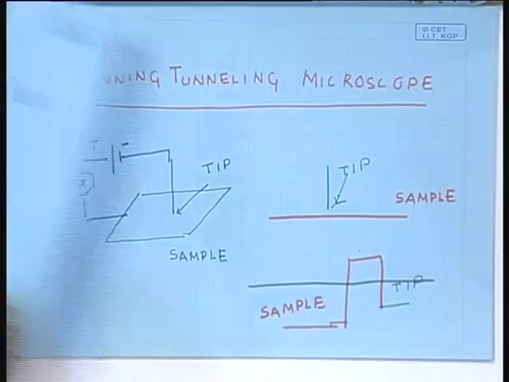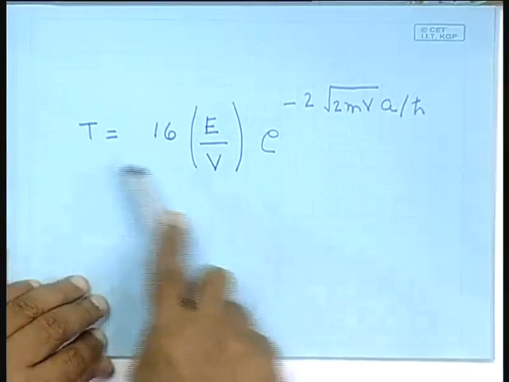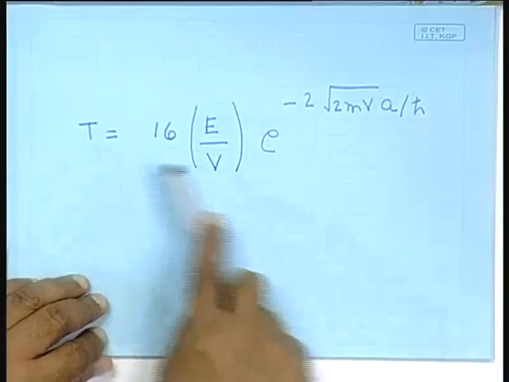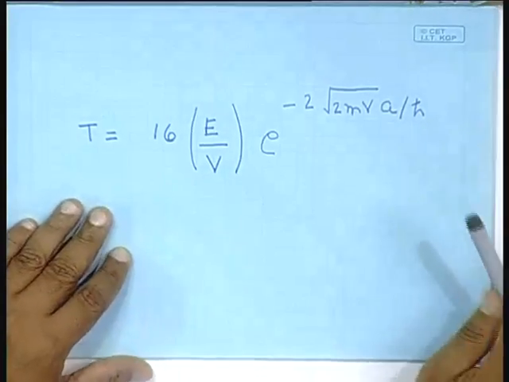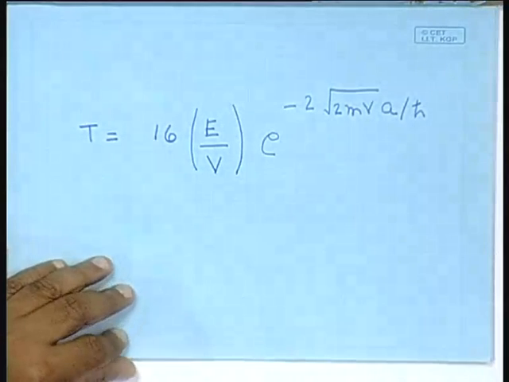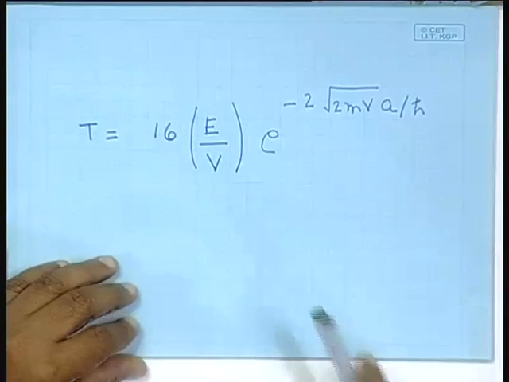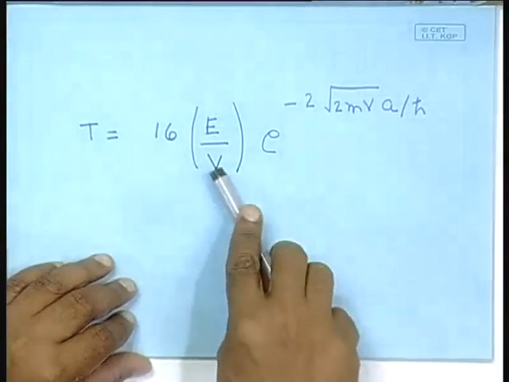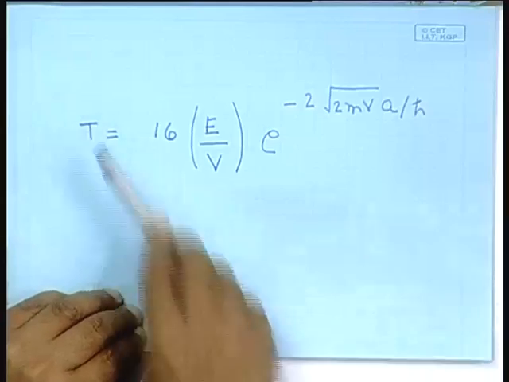So, inside the sample there are potential variations. Because of these potential variations, the tunneling probability will change as the tip scans the sample. The potential is not exactly the same everywhere on the sample, because the electron distribution inside the sample is not exactly the same. There are some nuclei, there are atoms, nuclei, etc. inside the sample. So, the potential is going to vary, and because of this, the tunneling current is going to vary.